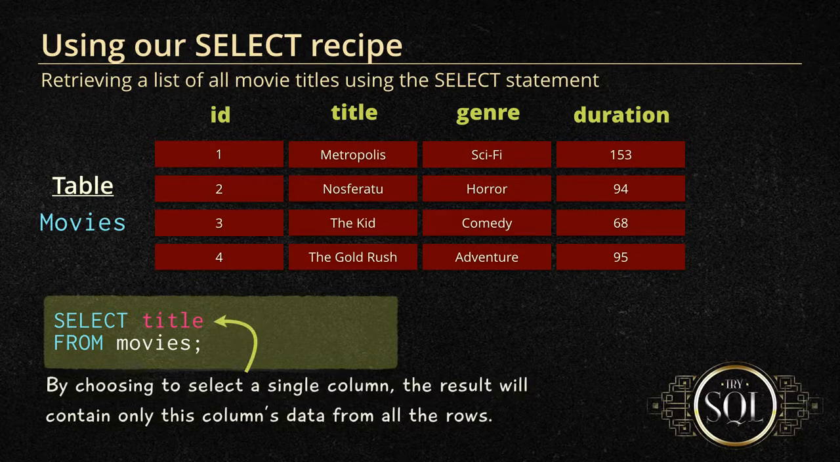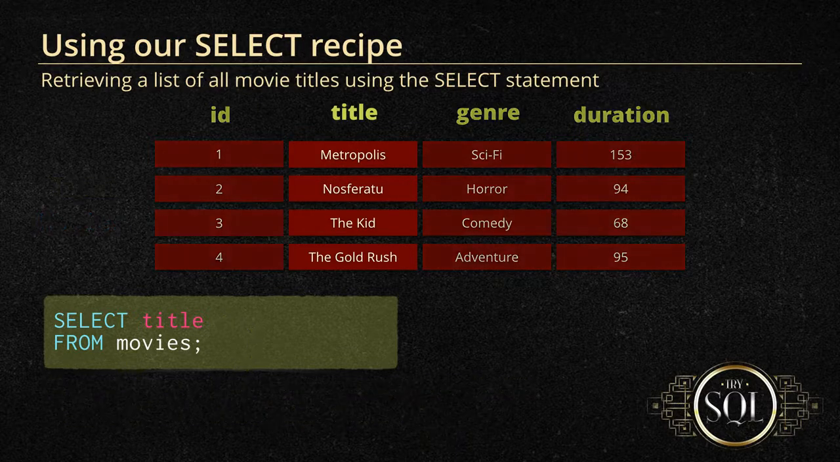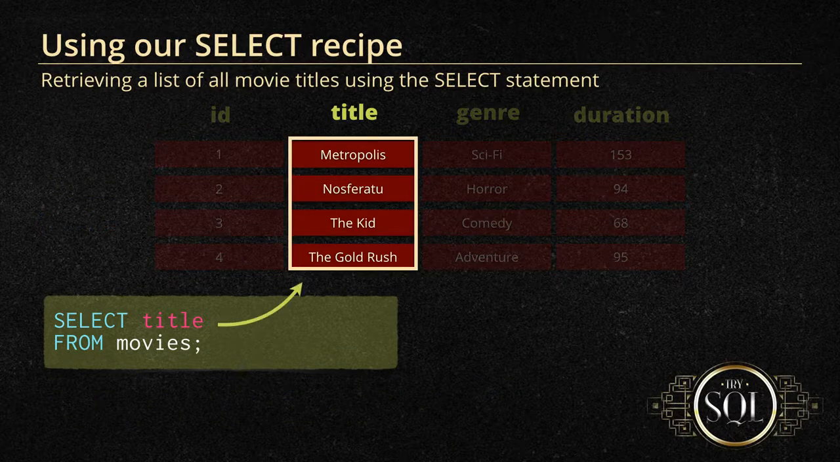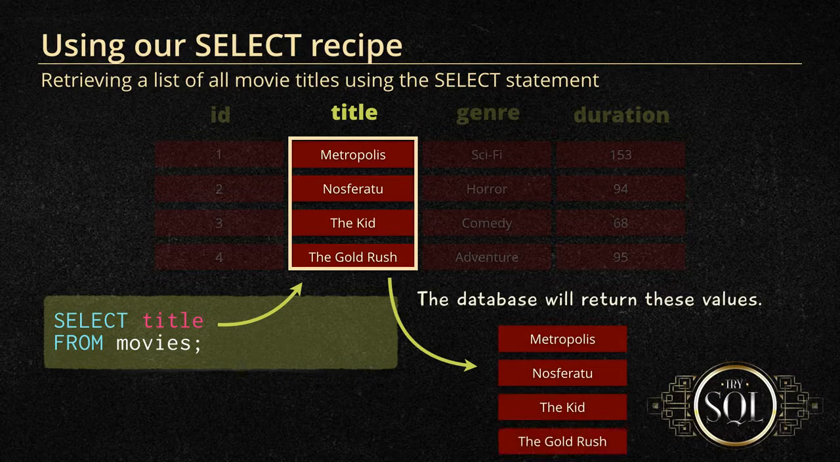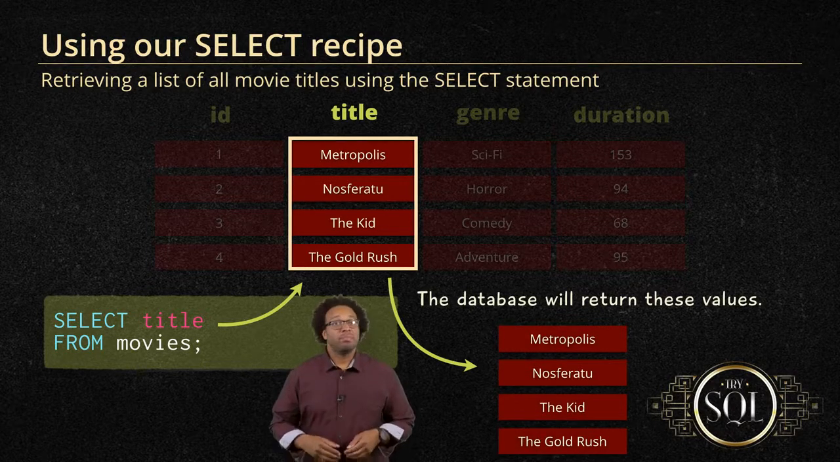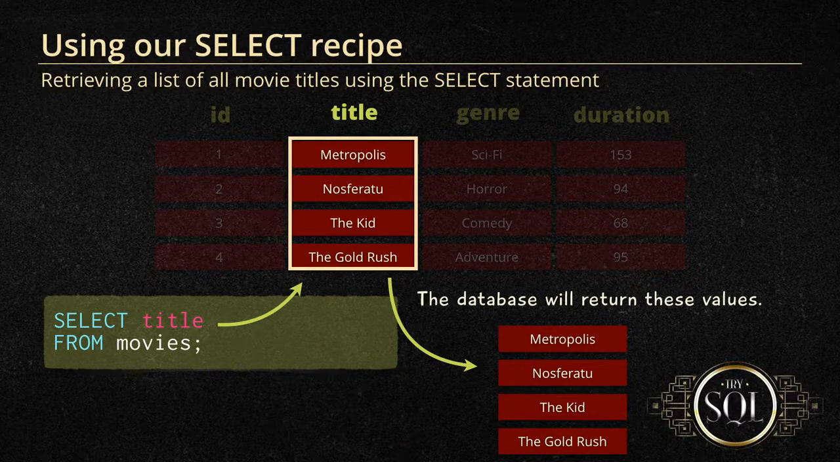Only a single column was selected from which to get some data, so the result will contain only this column's data for any matching rows. So now, if we run this awesome SQL code, we'll see that the Gatsby Theater database returns all the requested titles. Since we didn't give the database any more specific requests, it will return all of the titles.